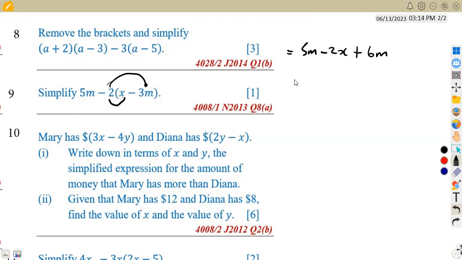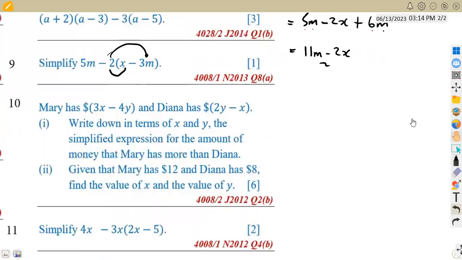So collecting our like terms, we've got m and m on this side. We're going to add 5 and 6 in this case. This will be 5 plus 6, which is 11. So we're going to have 11m minus 2x. Can we simplify further? We do not have like terms, so there's nothing that you're going to do in this case.